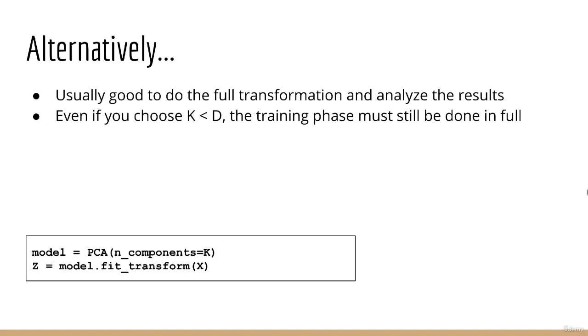Alternatively, there is an argument you can pass into the constructor of the PCA class called n_components. This is where you can specify k explicitly, but as you'll see, it's usually a good idea to just do the full transformation and analyze the results yourself. Furthermore, even if you choose k smaller than d, the training part of the model still must be done in full. So you don't gain much in the training process by choosing k smaller than d. You'll see why this is in a later lecture.